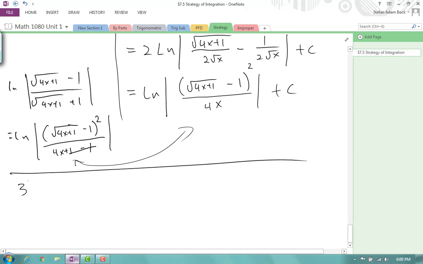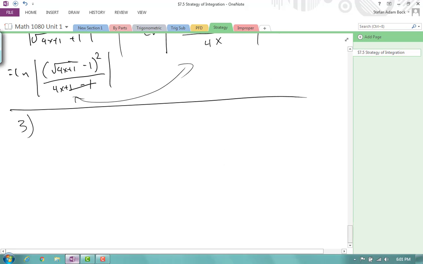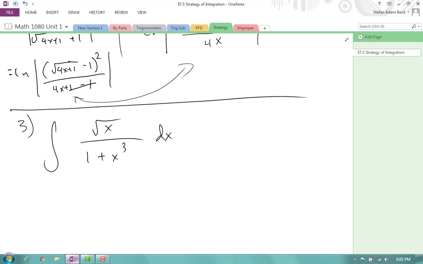Number 3. This one is similar to the previous. I had the integral of the square root of x divided by 1 plus x cubed dx. Then what do I have on the bottom? I have the sum or difference of cubes, which does not fit one of my techniques above. I can factor 1 plus x cubed. That's pretty easy. But the thing on the top is a square root, which doesn't help me for partial fraction decomposition.